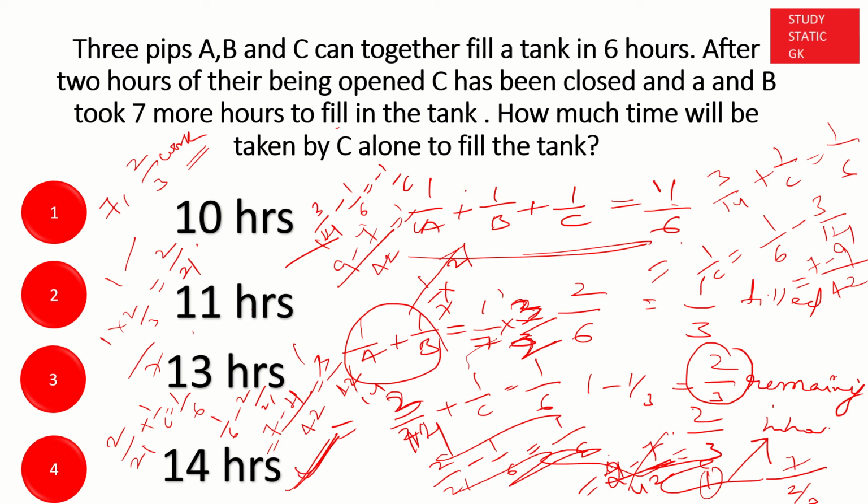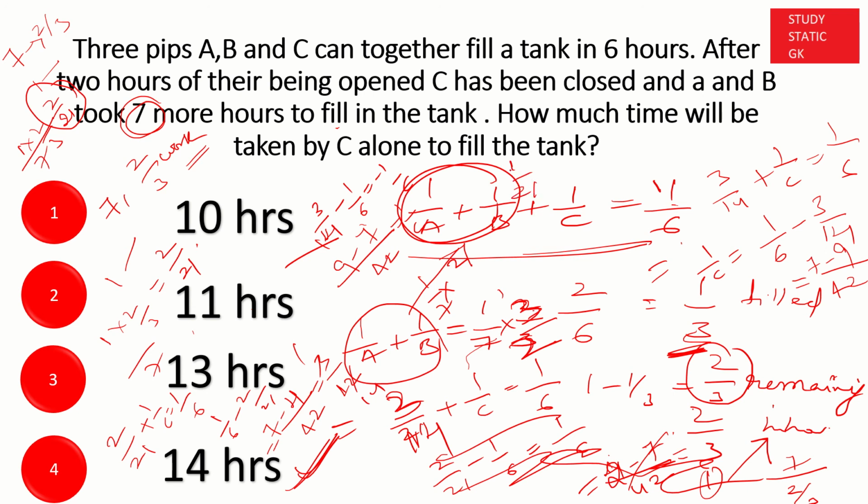Here, the remaining work when C has closed is completed in 7 hours, right? That means the remaining work is 2 by 3rd. So in 7 hours 2 by 3 work is completed. That means in 1 hour, 1 into 2 by 3 by 7, that means 2 by 21 work will be completed in 1 hour. So 1 by A plus 1 by B is equal to 2 by 21.